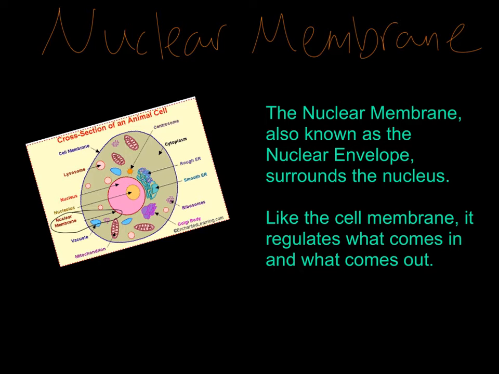Nuclear membrane. Now, just the way the cell is protected by a cell membrane, the nucleus is also protected by what we call the nuclear membrane. It's also known as a nuclear envelope, and it surrounds the nucleus. Just like the cell membrane, it regulates what comes in and out. So the nuclear membrane decides what's able to go in, what's able to come out, and it makes sure that all the DNA stays in there, right in place.